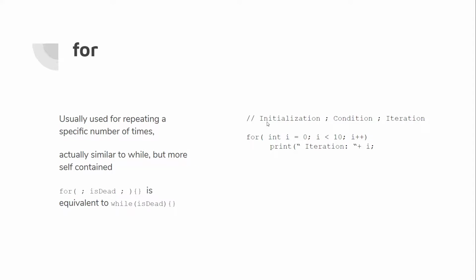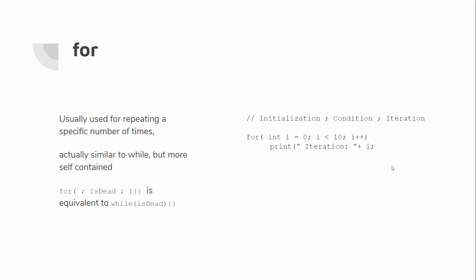Okay. Now say you want to run a loop a certain number of times, and you know the number of times you want, or you know a specific condition you want, and you want something that sets up that condition, then checks the condition, and then modifies the condition potentially. So this is probably a more common loop than even the while loop. It's usually used for repeating a specific number of times, very similar to a while, but more self-contained.